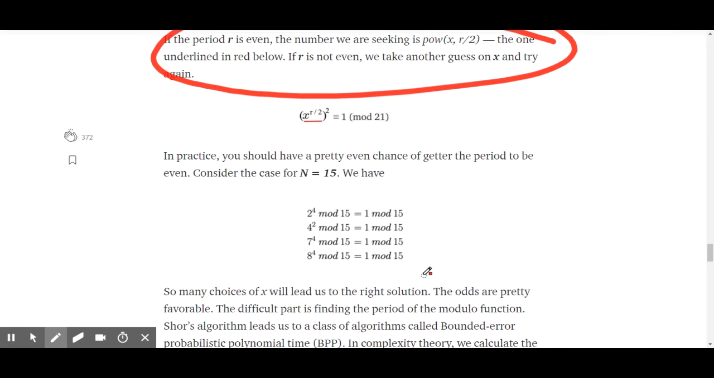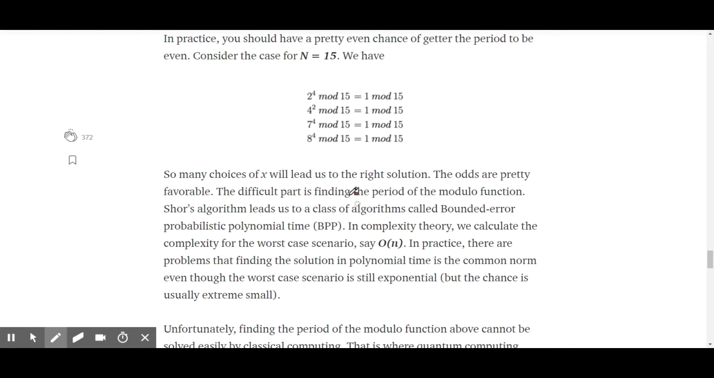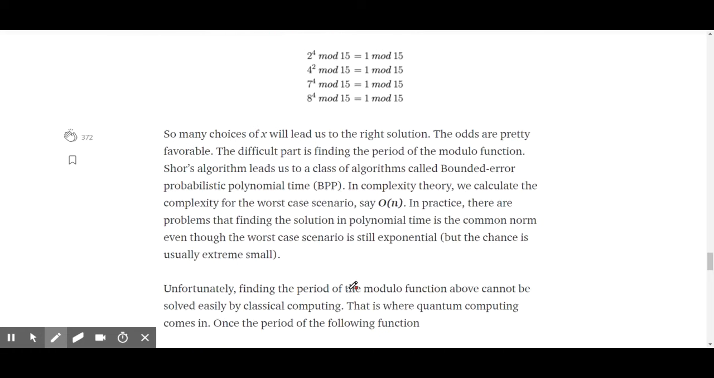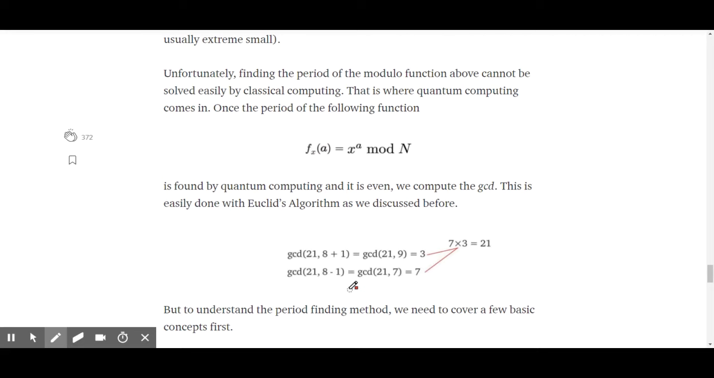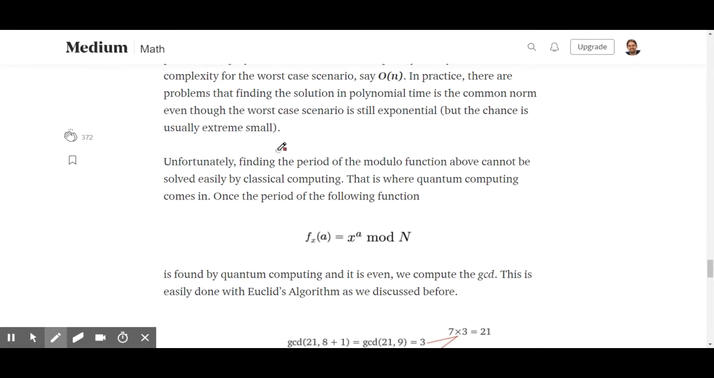We have a pretty even chance of getting an even period. So many choices of x will lead us to the right solution. The odds are pretty favorable. So there's not just one solution, but many of them. Okay, so let's find the period of the modular function. Let's see the worst case scenario.